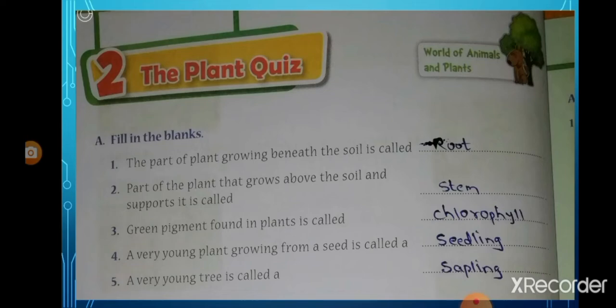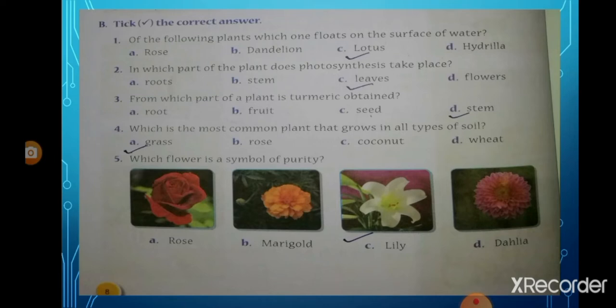Now we will move to the next question, that is question B. Tick the correct answer. Here you'll get the question with options. You can see 4 options are given, and among them you have to choose the correct one. So let's see the first question: of the following plants, which one floats on the surface of water?